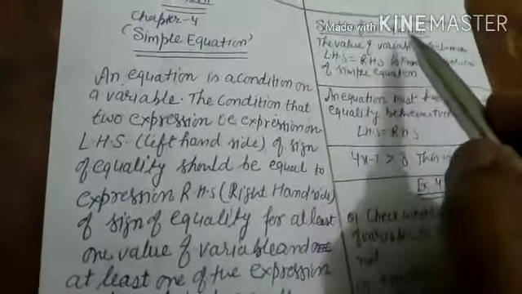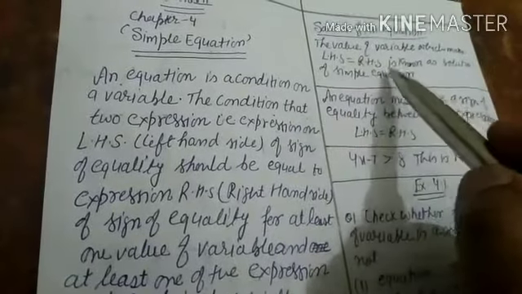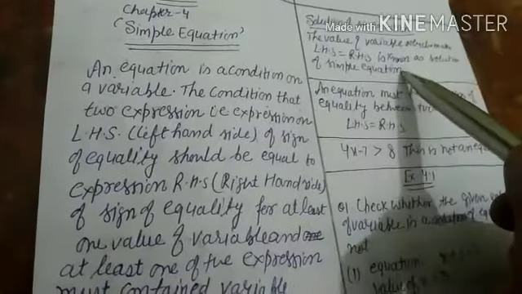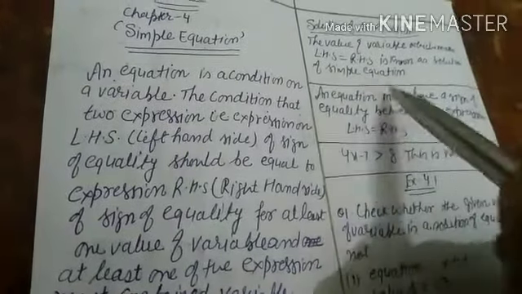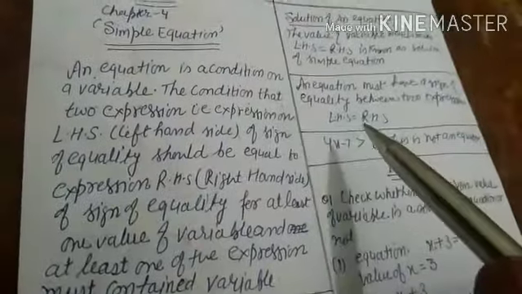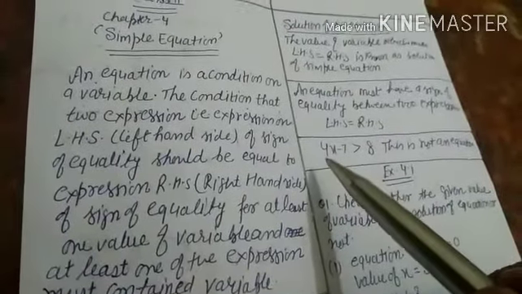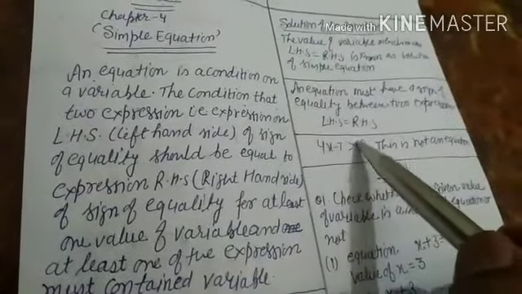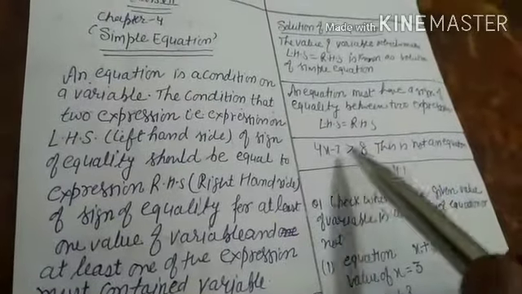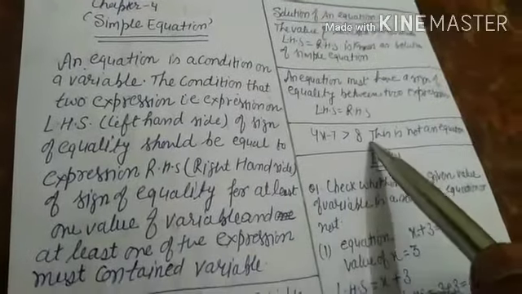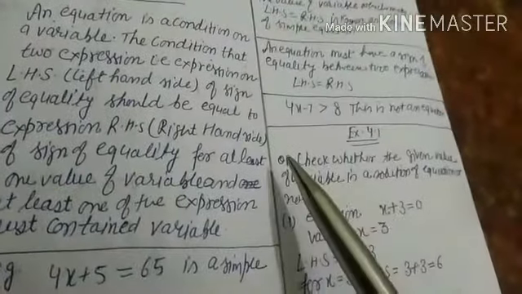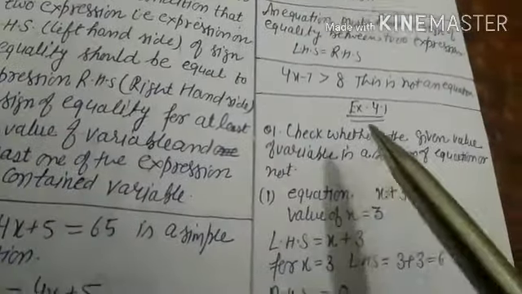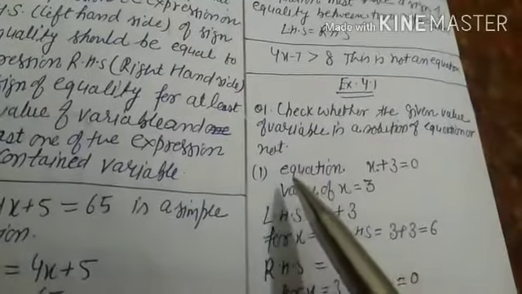Now what is the solution of an equation? The value of the variable which makes the left hand side equal to the right hand side is known as the solution of the simple equation. Now an equation must have a sign of equality. If there is no sign of equality between two expressions, then it is not an equation. Now our question is, check whether the given value of the variable is a solution of the equation or not.